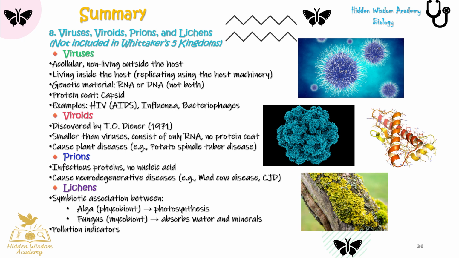Viroids. Discovered by T.O. Diener, 1971. Smaller than viruses, consist of only RNA, no protein coat. Cause plant diseases, example, potato spindle tuber disease. Prion. They are infectious proteins, have no nucleic acid. Cause neurodegenerative diseases, example, mad cow disease, CJD. Lichens. Symbiotic association between alga, phycobiont, photosynthesis, and fungus, mycobiont, absorbs water and minerals. They are pollution indicators.